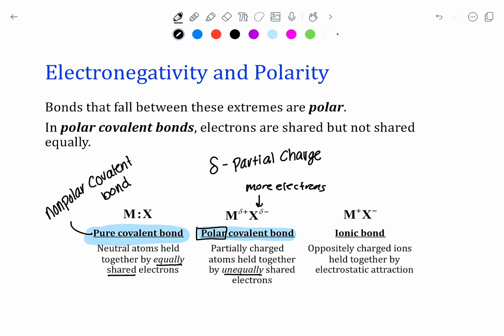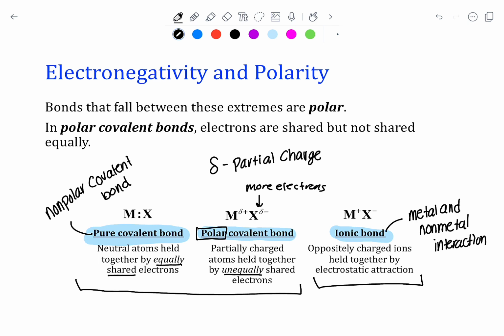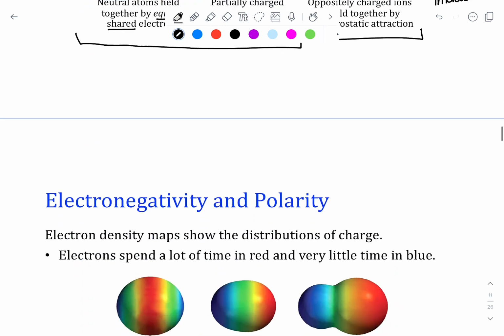Finally, we just have an ionic bond, and this is just when we have opposite charges. So this is going to be any metal and nonmetal interaction. So just like we were doing before, if we can quantify something as a covalent compound or an ionic compound, well, if it's ionic, it's strictly an ionic bond. If it's covalent, we then have to quantify it further by saying if it's nonpolar or if it's polar. So that's what we're going to talk about here.